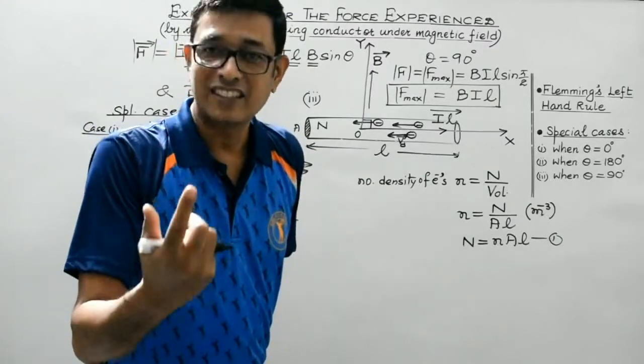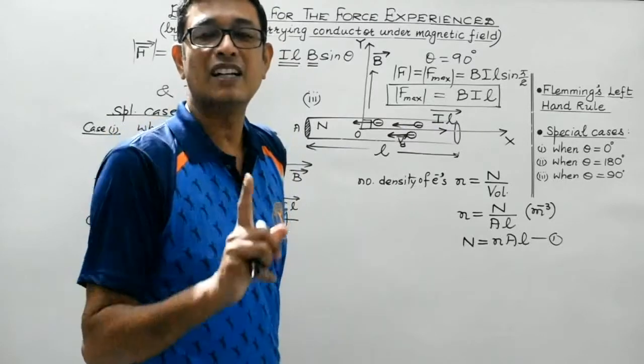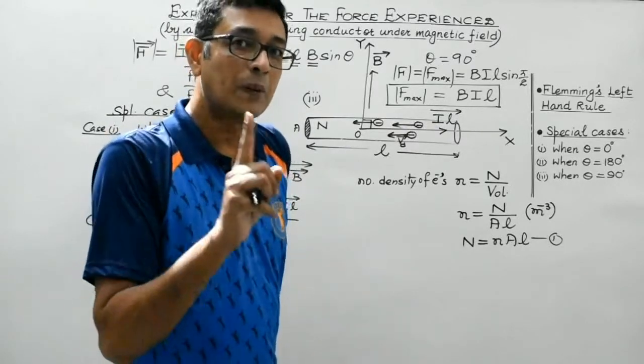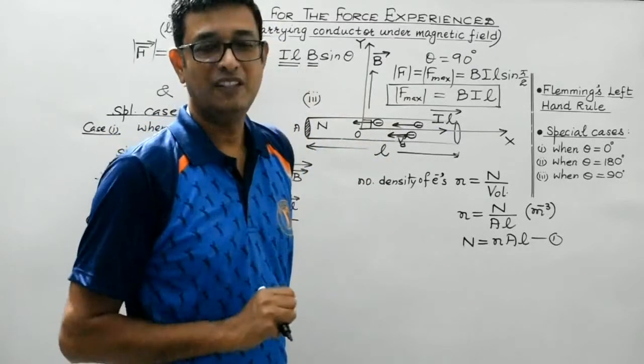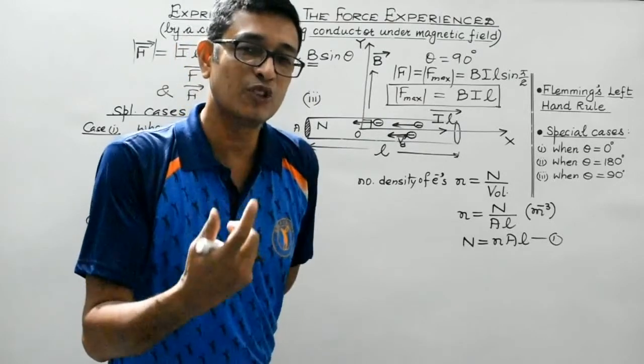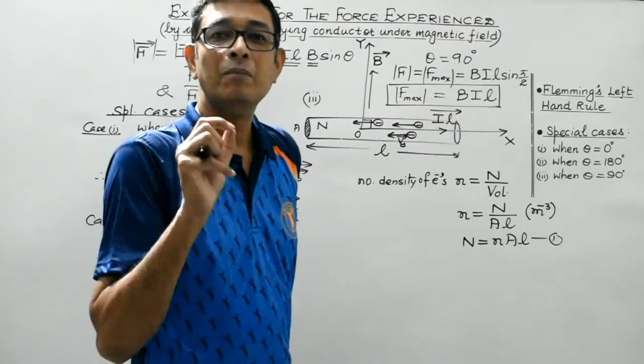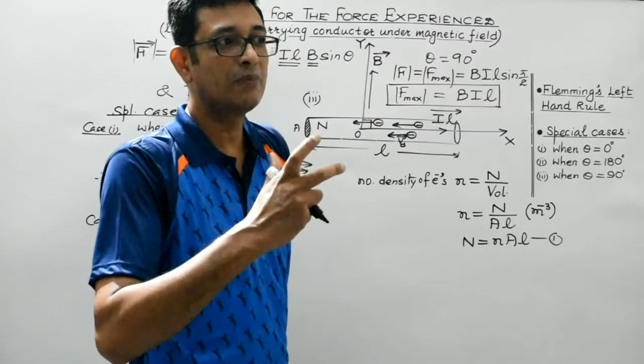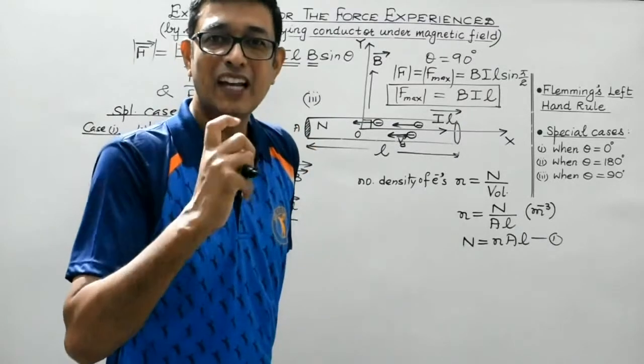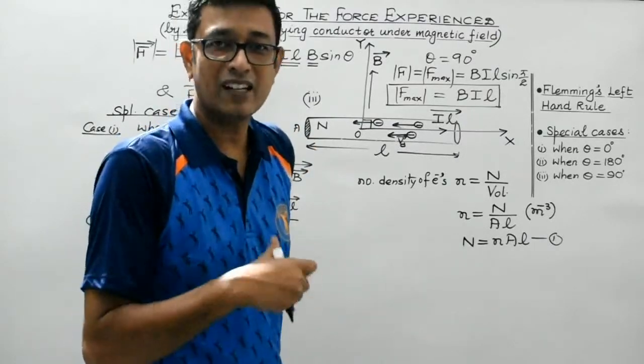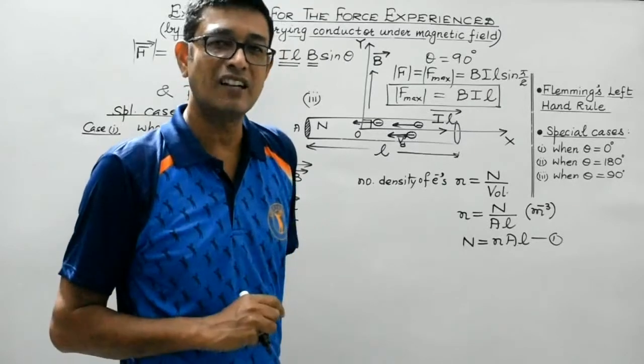A current carrying conductor experiences maximum magnetic force when it is placed perpendicular to the direction of the magnetic field. And the expression for the maximum magnetic force is BIL. You can remember it by remembering BIL, BIL, right? B, magnetic field, IL, it stands for the current element.